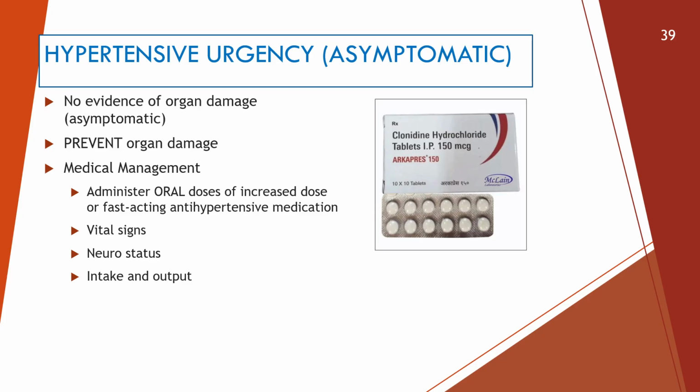So, what do we do in this situation? Typically, because we don't have any signs of organ damage yet, blood pressure can be safely lowered within a few hours with oral antihypertensives, like with an increased dose or other fast acting medications like clonidine, which is rapidly absorbed, and blood pressure usually decreases within 30 to 60 minutes. Meanwhile, we do want to assess the patient's vitals frequently, their neurostatus to catch if they're having any signs and symptoms of a stroke, and looking at their intake and output for kidney function.